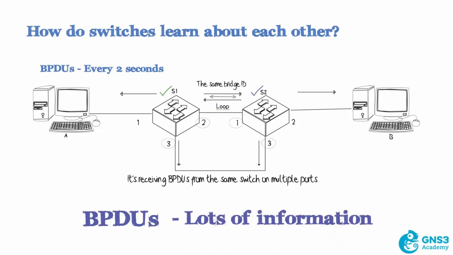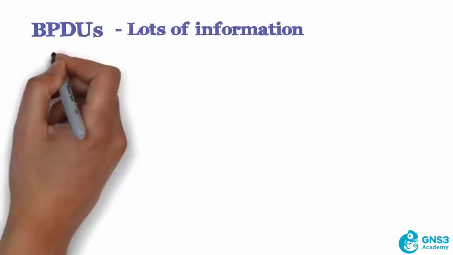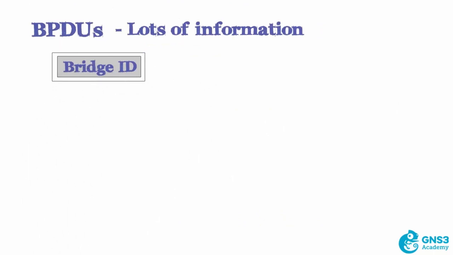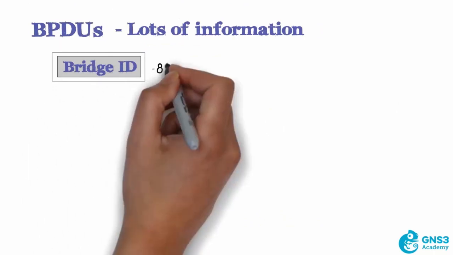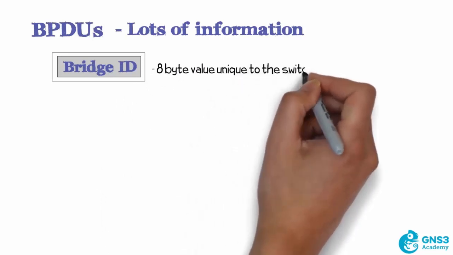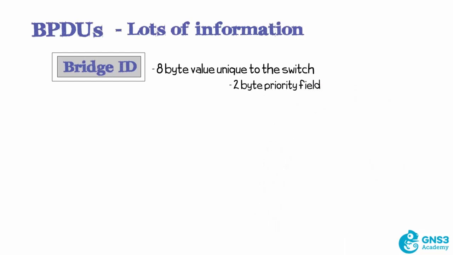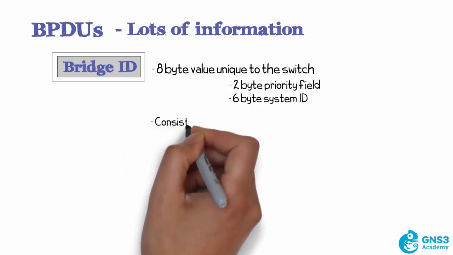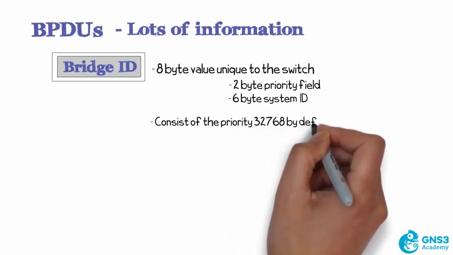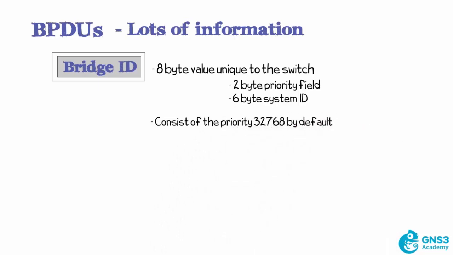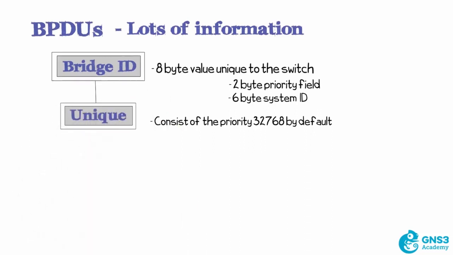One of the pieces of information that a BPDU contains is the bridge ID of the sending switch. A spanning tree bridge ID is an 8-byte value unique to the switch. It consists once again of a 2-byte priority field and a 6-byte system ID, with the system ID being based on the burnt-in MAC address of the switch. So in other words, the bridge ID consists of the priority, 32768 by default in decimal or 8000 in hexadecimal, and the MAC address of the switch. That means that the bridge ID is going to be unique in spanning tree.